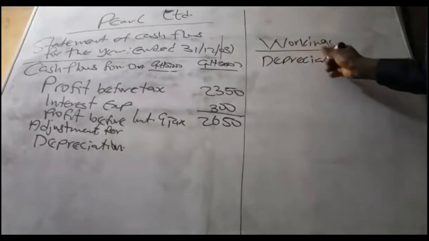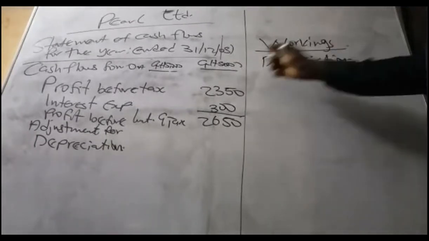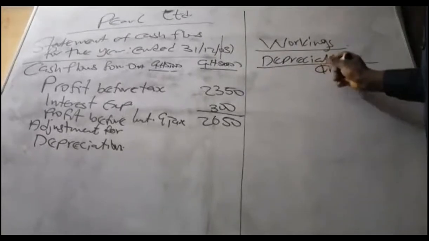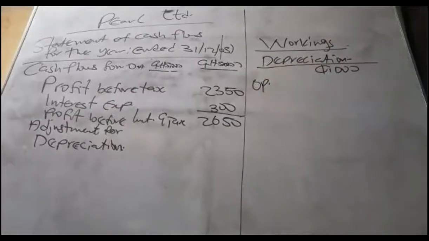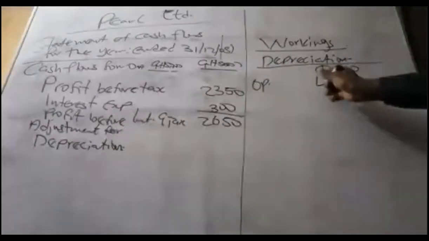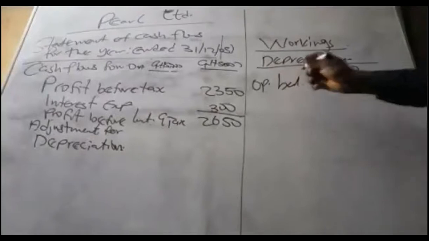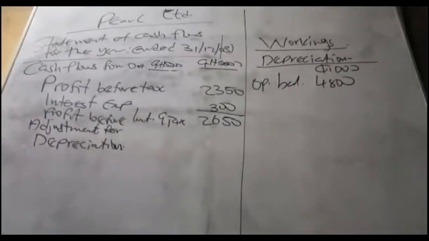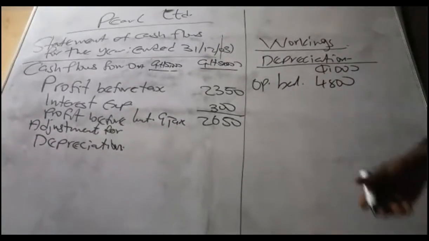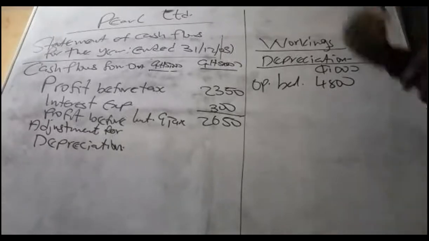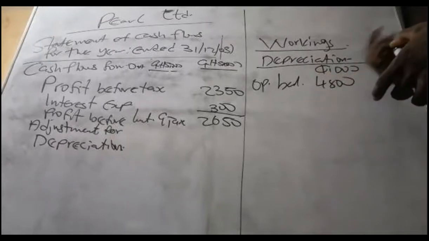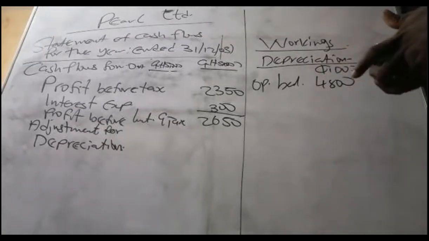Depreciation. And third, examiner, the opening balance of the accumulated depreciation is what? 4,800. You ask yourself, is there any disposal during the year, the current year, which is 2005? If there's any disposal, you take the accumulated depreciation of the disposed assets from it.